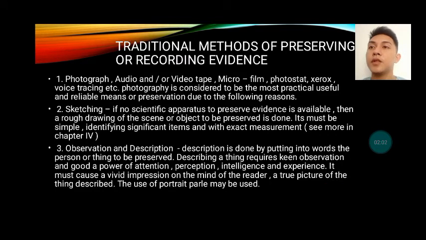Traditional methods of preserving or recording evidence. Number 1. Photograph, audio, and videotape, microfilm, photostats, Xerox, tracing, etc. Photography is considered to be the most practical, useful, and reliable means of preserving evidence, for the following reasons. Number 2. Sketching. If no scientific apparatus to preserve evidence is available, then a rough drawing of the scene or object to be preserved is done. It must be simple, identifying significant items and with exact measurements. See more in Chapter 4.